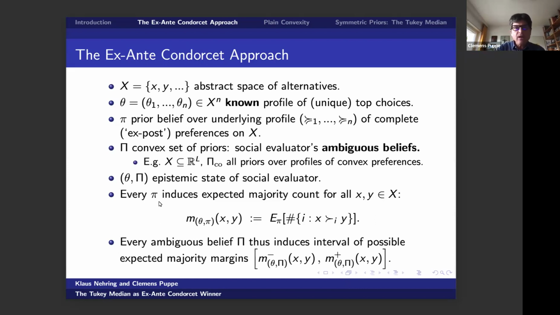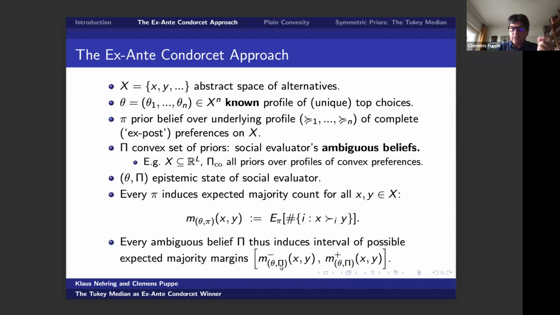Okay, so now come to Fuad's question. How do you do majority comparisons now, given this epistemic state? Well, as follows. Every prior small pi induces an expected majority for all pairs x, y in the following way. You have x, y. You ask how many people prefer x to y, and given any prior, you have an expectation of this, right? There is an expected majority for x over y given the prior pi. Okay? Now, if you acknowledge that you don't have a unique prior small pi, but a set of priors, you could ask yourself, what is the minimal expected majority under this set of priors? So the expected majority is called m for a given prior small pi.